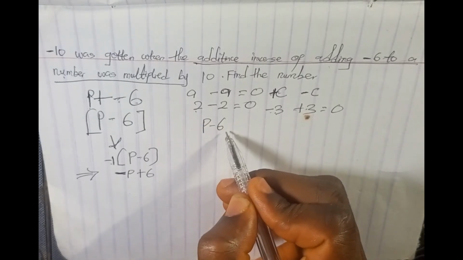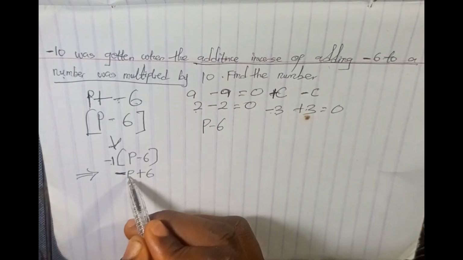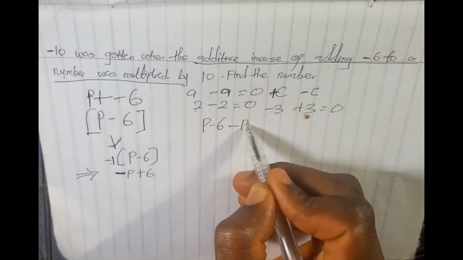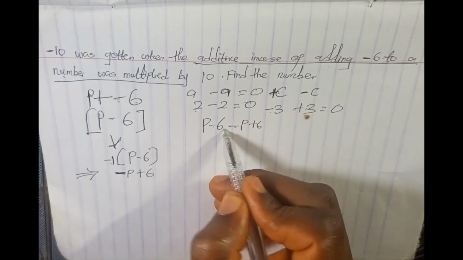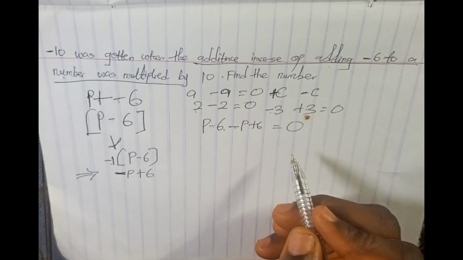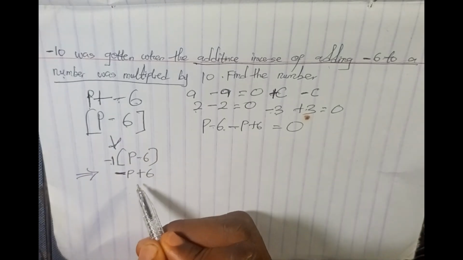Now let's check if it is true that the additive inverse of p minus 6 is that number which you add to p minus 6 to give you 0. So p minus 6, and we say that its additive inverse is minus p plus 6. Now, is this giving us 0? P minus p is 0. Minus 6 plus 6 is 0. So it's correct. The additive inverse of p minus 6 would definitely be minus p plus 6. I hope it makes sense.